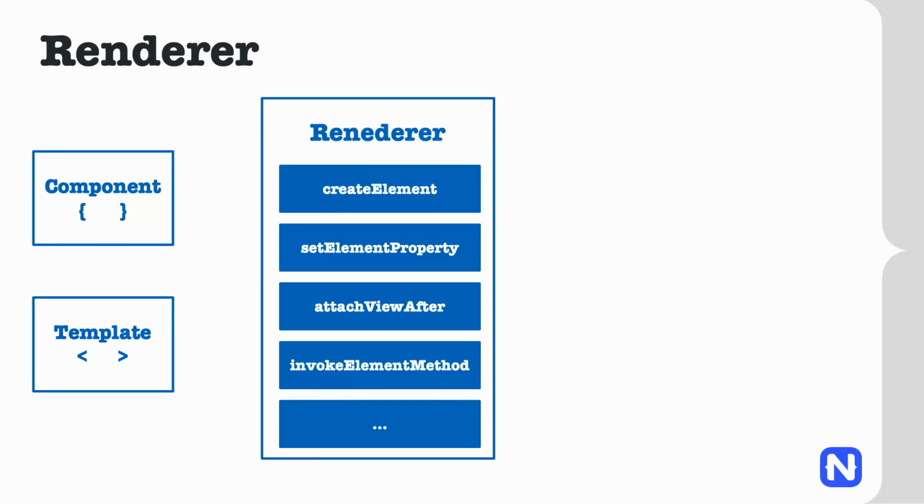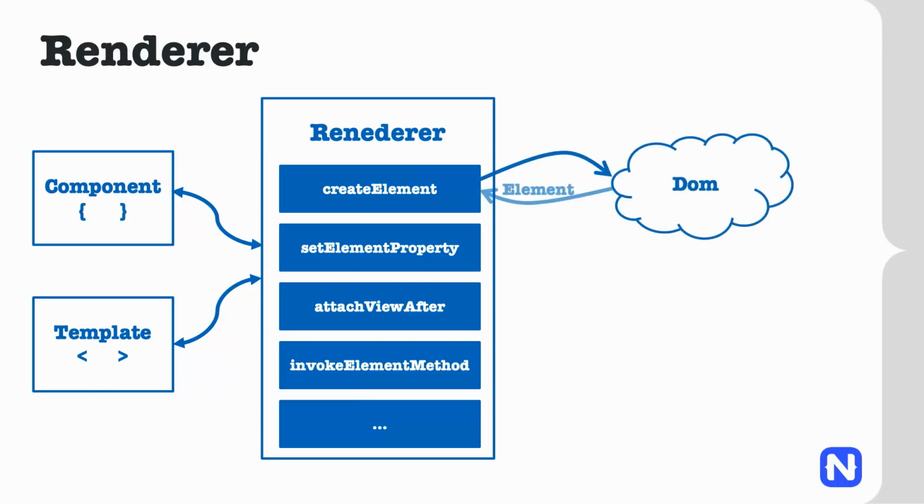So what happens is we have this renderer that has a bunch of different methods. So things like what happens when I want to create an element, or when I want to set an element's property, etc., etc. So basically, the component and the template together, they communicate with the renderer, and then as a result, something happens in the DOM, and then that gets propagated to the web browser.